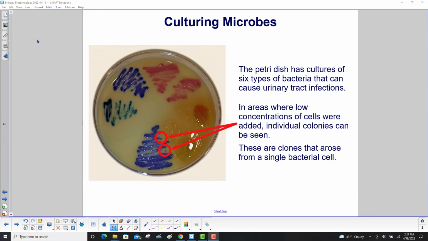The petri dish has cultures of 6 types of bacteria that can cause urinary tract infections. In areas where a low concentration of cells was added, individual colonies can be seen. And it's a little tricky to see, but the one in there, that's the little blue dot. And over here can be that little blue dot. It can also be the little white one. These are clones that arose from a single bacterial cell.